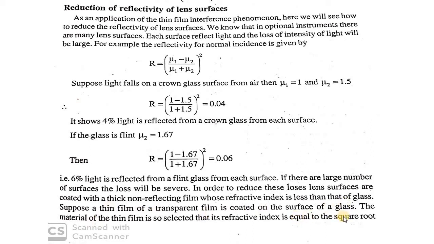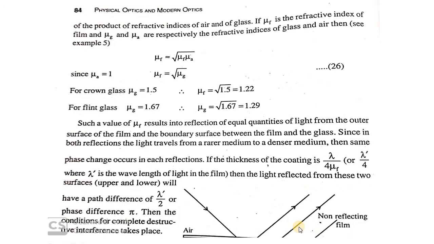To reduce the losses due to reflectivity, the material of the thin film is selected so that its refractive index is low. We coat the glass surface with another transparent film with a low refractive index, such that the refractive index of the film is taken as the square root of the product of the refractive indices of the glass and air. The refractive index of the film used for coating is the square root of the refractive index of glass and air.